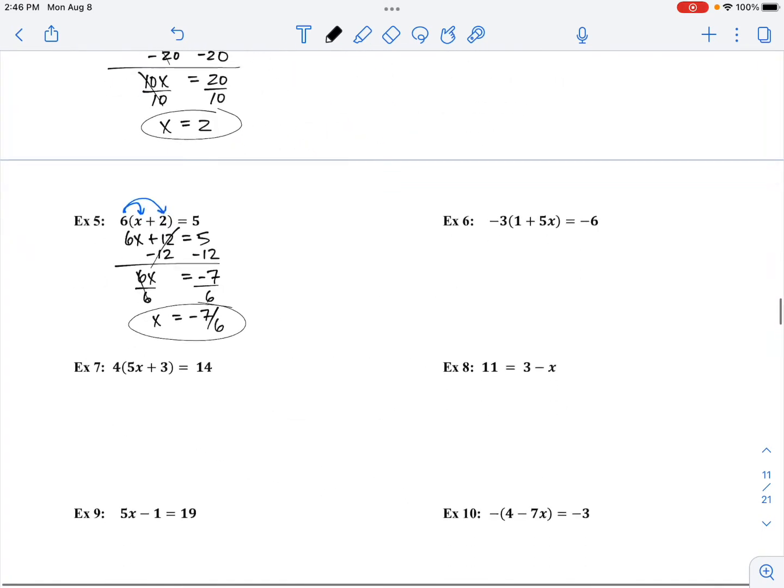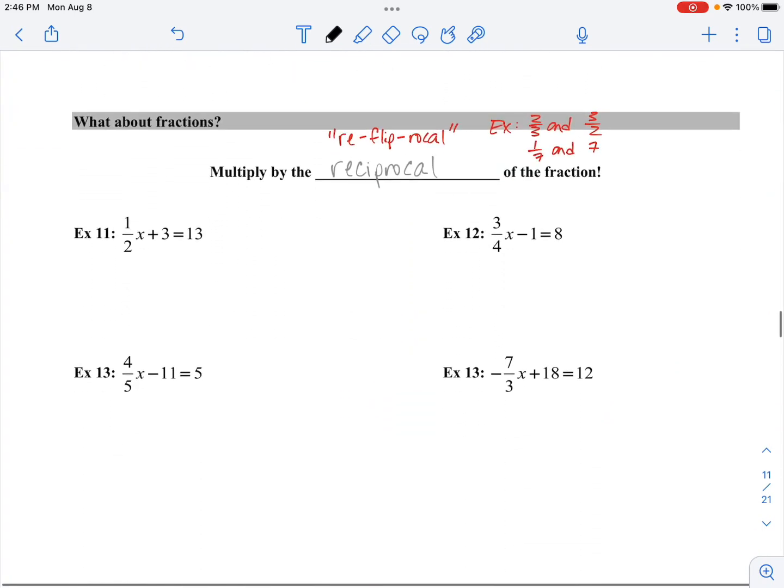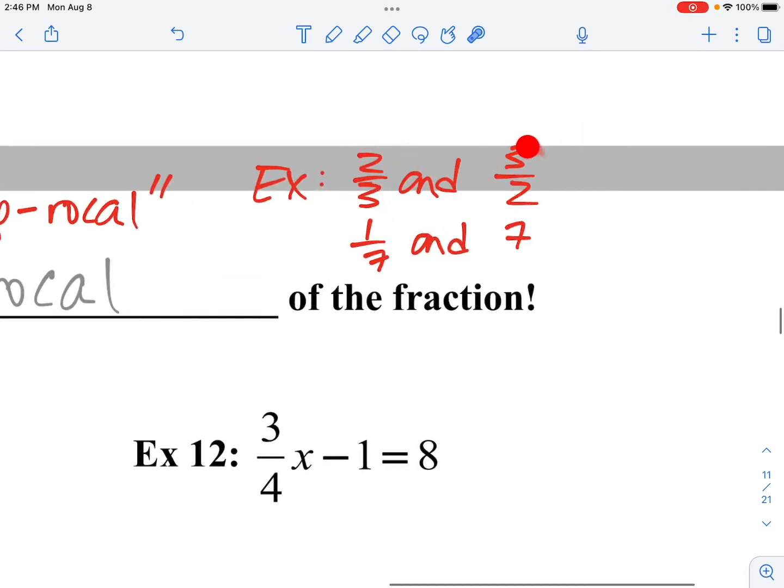Next, I want to move down to this fraction part. What about fractions, it says? You've probably heard the vocab word in math before, the reciprocal. There's a teacher once that taught me refliprical, because it kind of sounds like that. Here's a couple examples for you. 2/3 and 3 over 2, you just flip the fraction.